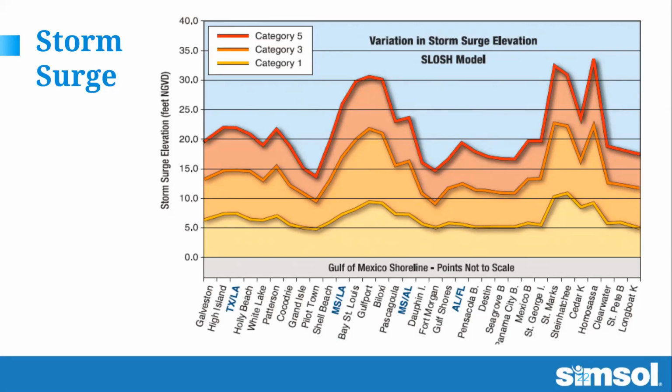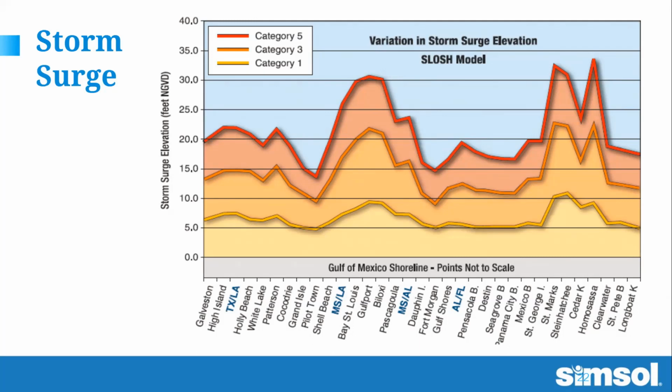Now, this picture depicts what's called a SLOSH map. This was put out by NOAA and FEMA some years ago. This is an older map. I haven't seen an updated one yet. They were supposedly working on one similar to this for the East Coast. But if you look along the lower horizontal axis, you'll see that we start off with Galveston and work our way across to Longboat Key, Florida.